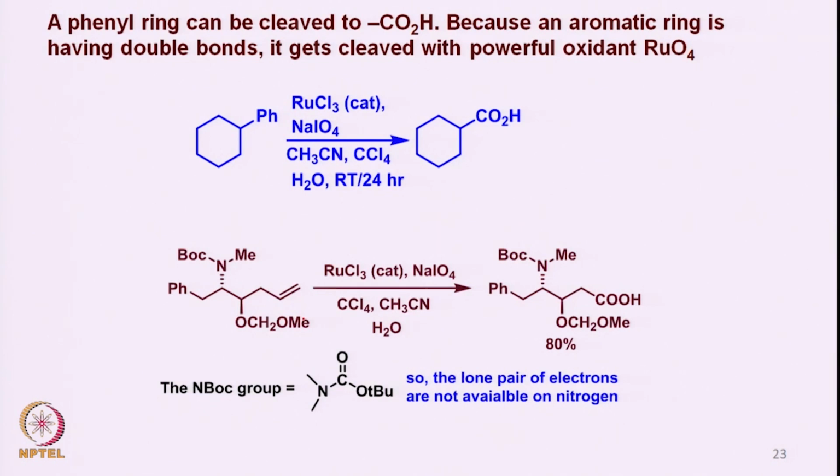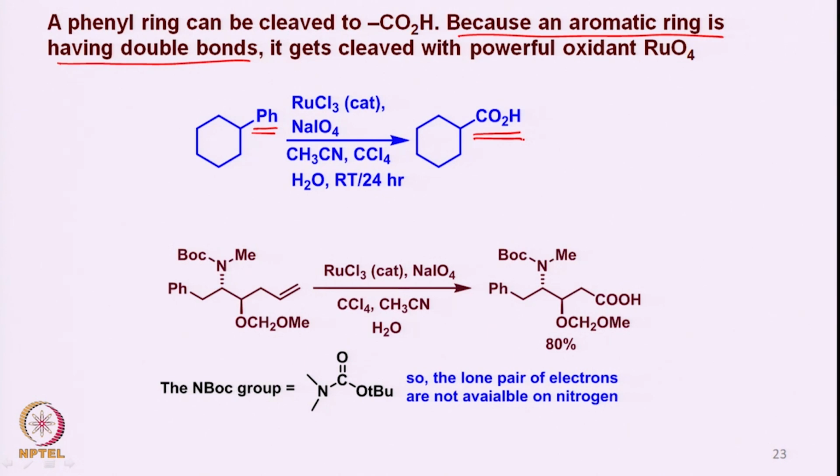Interestingly, a phenyl ring can also be cleaved to the corresponding acid, because an aromatic ring is basically nothing but having several double bonds. Since ruthenium tetroxide is a very aggressive reagent, a powerful oxidant, even the phenyl ring gets oxidized to the corresponding acid. These kinds of conversions of aromatic rings or electron rich aromatic rings to the corresponding acids have been utilized in organic synthesis.